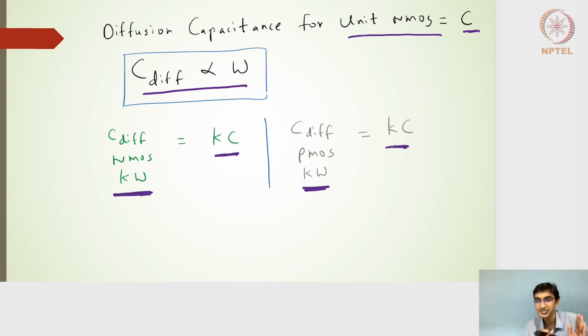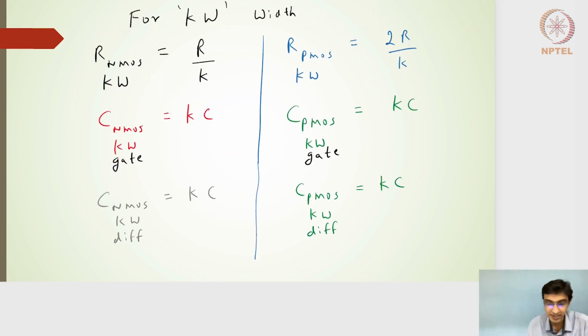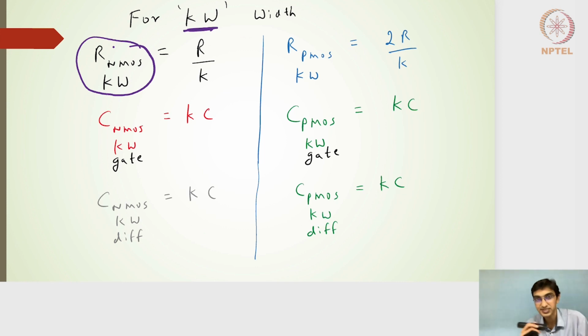Only the resistance differs: for the same dimensions, the switching resistance of the PMOS is twice that of the NMOS switching resistance. Just to summarize, for a width of KW, the NMOS switching resistance will be the unit resistance, that is for 100 nanometers, divided by K. For the unit PMOS transistor with W of 100 nanometers, it is nothing but 2R. If the width is scaled by K times, it will be 2R by K.